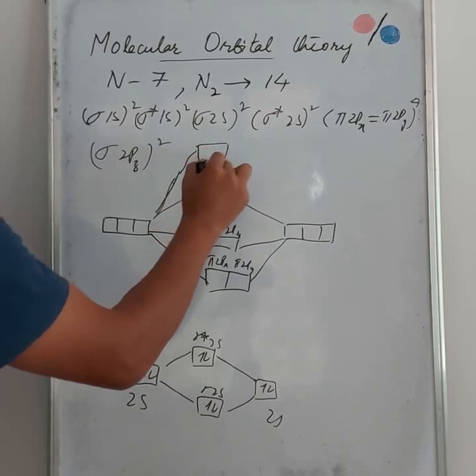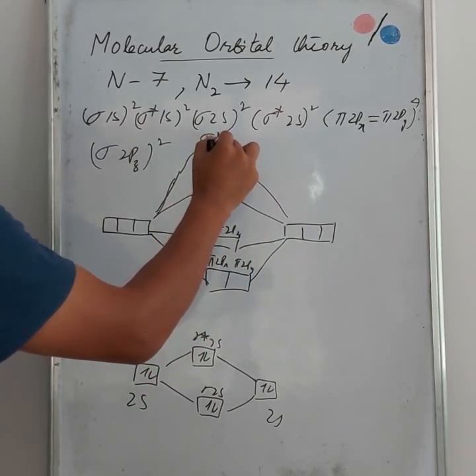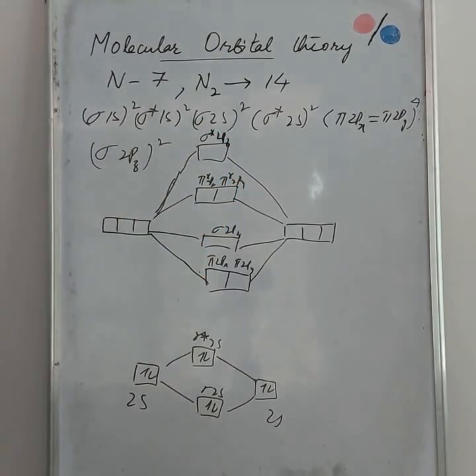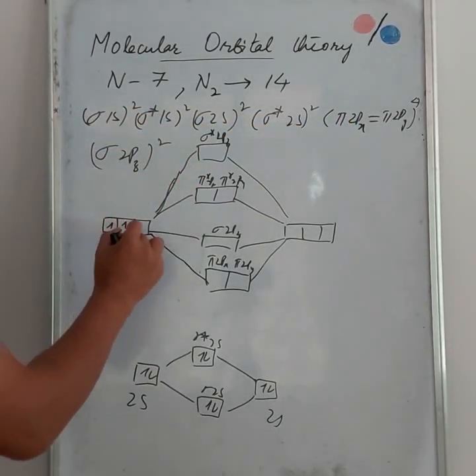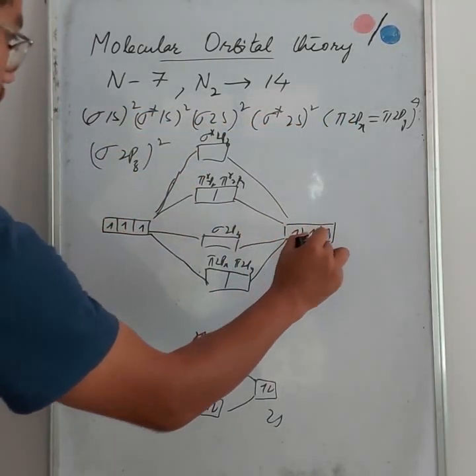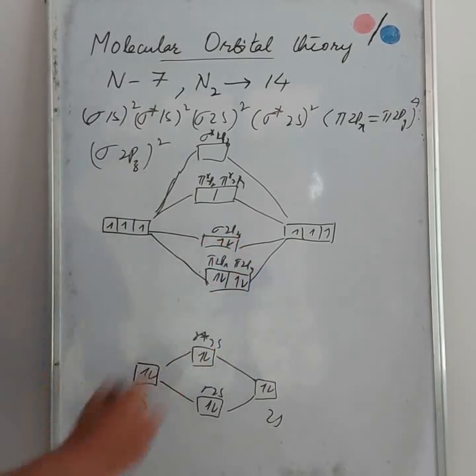pi star 2px, pi star 2py, and then sigma 2pz star. So how many are there in the 6 electrons? 1, 2, 3, 4, 5, 6.